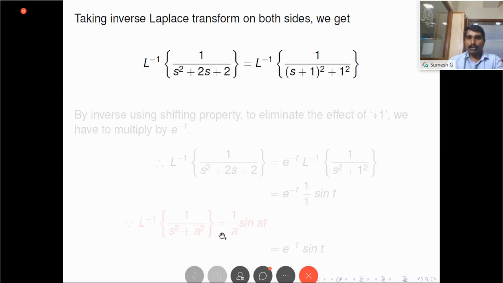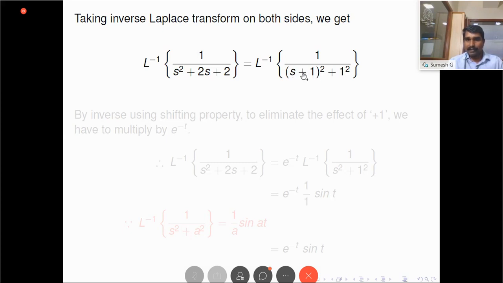Taking inverse on both sides, we obtain the inverse Laplace transform of 1 by s square plus 2s plus 2 is equal to the inverse of 1 by (s plus 1) whole square plus 1 square. In this case, the expression is a function of s plus 1. If the expression is f of s plus a or f of s minus a, we have to use the concept of inverse using the first shifting property. So here the expression is a function of s plus 1.